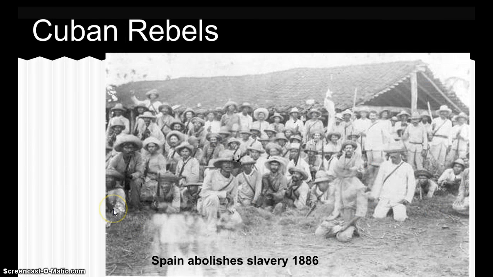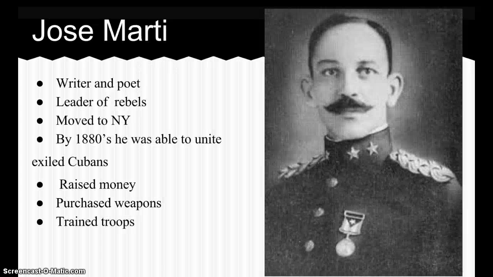Once Spain abolishes slavery, I have here a picture of the Cuban rebels that were trying to get their independence. We have a leader emerge, and I want you to know him. I put down his name, Jose Marti, and I want you to write down some things about him. He's a writer and a poet. He's the leader of the rebels.